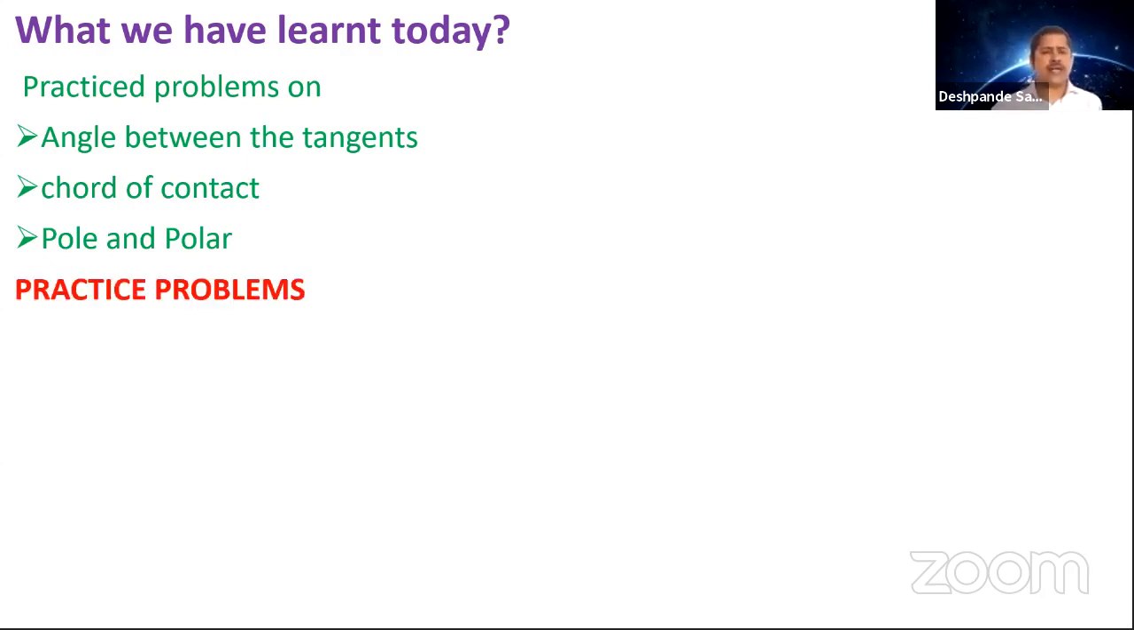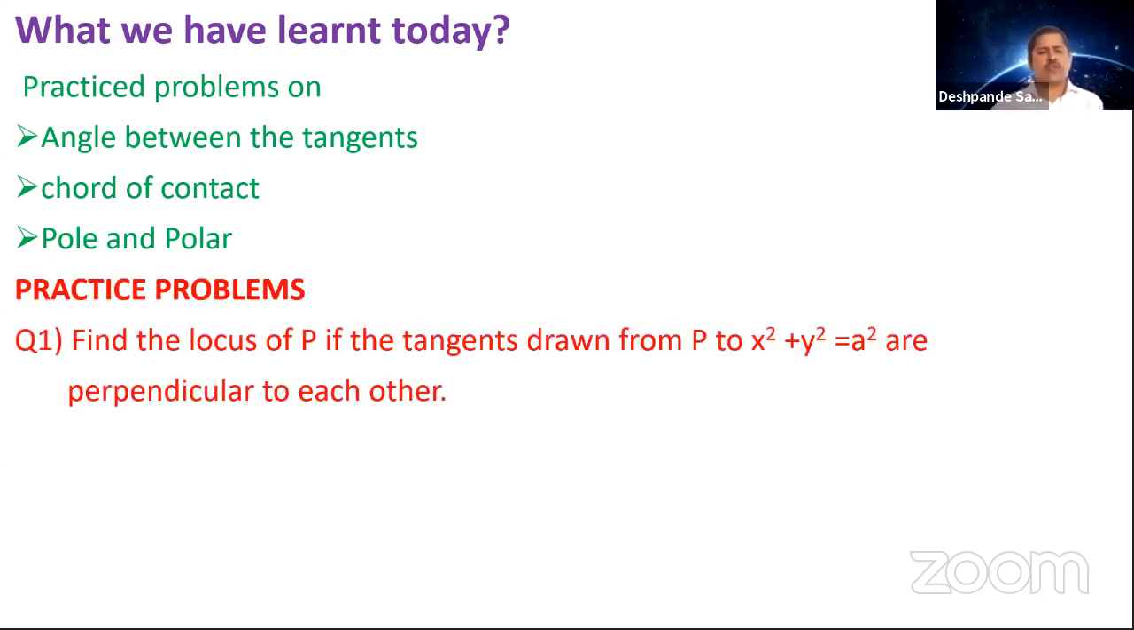So let us take some practice problems. Find the locus of P if the tangents drawn from P to the circles are perpendicular to each other. So it is similar to the previous question here. Tangents are perpendicular to each other. This problem we have discussed today. So the first or second question, I believe we have done it.